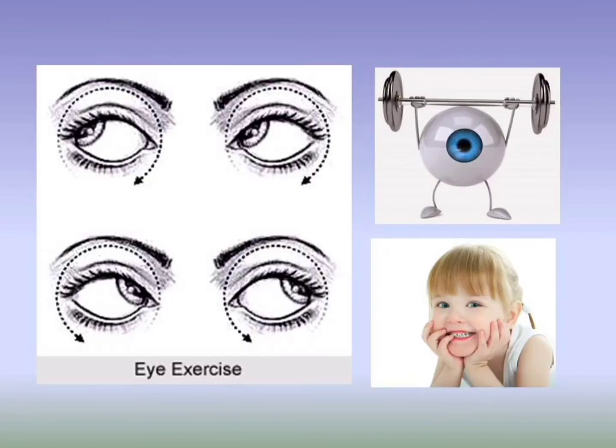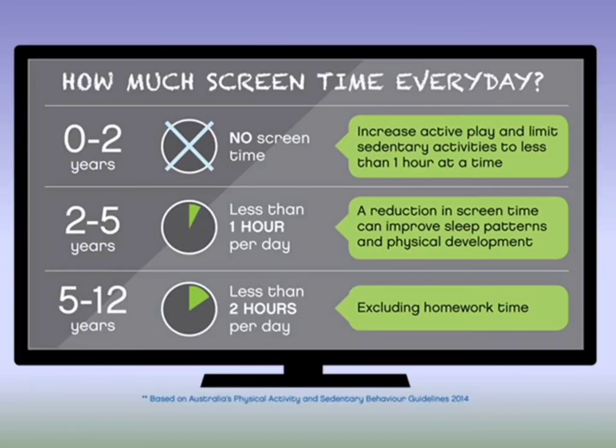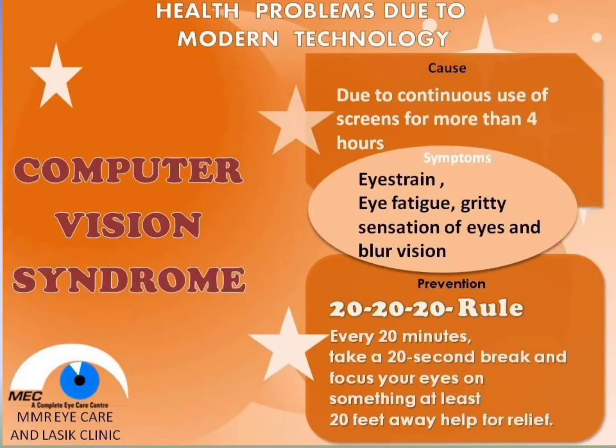Exercise your eyes. Constant focus on screens results in straining and tiring of eyes. Look away from your computer at least every 20 minutes, and gaze at a distant object at least 20 feet away for at least 20 seconds. This is known as the 20-20-20 rule. Do not forget to blink during the exercise.